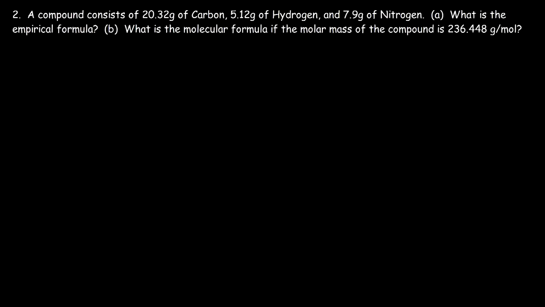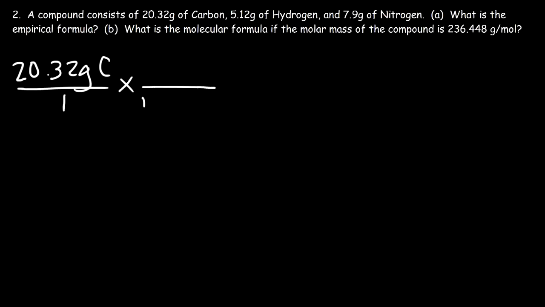Number 2. A compound consists of 20.32 grams of carbon, 5.12 grams of hydrogen, and 7.9 grams of nitrogen. What is the empirical formula? So in the last example, we were given a percent composition, which we converted to grams anyway. Here we're given the grams of all the elements in this compound. So we're going to follow the same steps of converting each into moles.